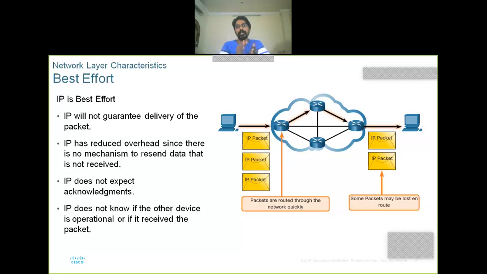Then there is no mechanism for guaranteed delivery. IP won't bother about whether the destination device received the data or not. If an error occurs, there is no place for retransmission. It means that when we use IP packets, the overhead on the network is decreased. Overhead means acknowledgements and retransmissions. These won't take place in IP, thereby reducing the network load. But one disadvantage is that there is no guaranteed delivery of the packet.